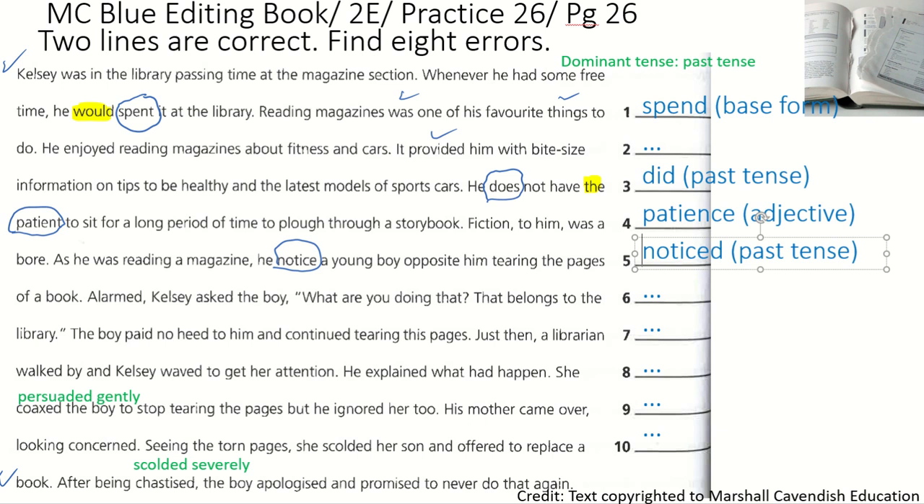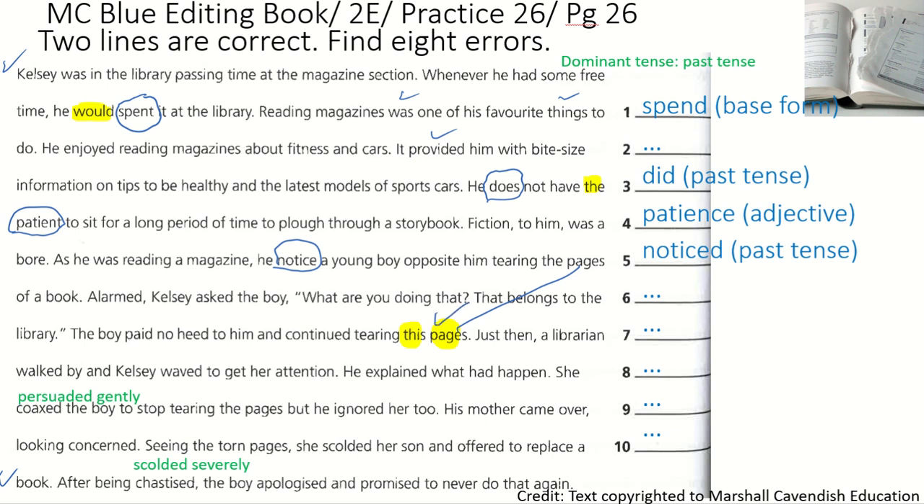That belongs to the library. The boy paid no heed to him and continued tearing these pages. Just then, a librarian. I notice here, is it this page, which is a singular subject, or is it pages? Which one is the error? How do you know which one is the correct one? You can look earlier, earlier pages. The boy is not just tearing one page. The boy is tearing many pages. So this is the correct one.